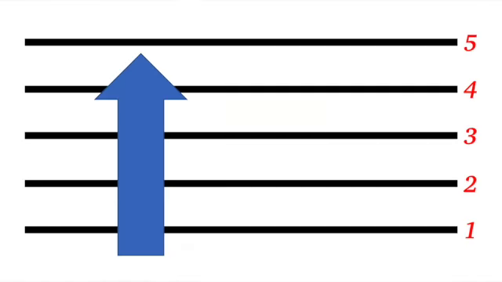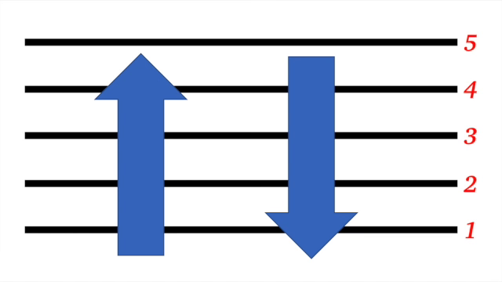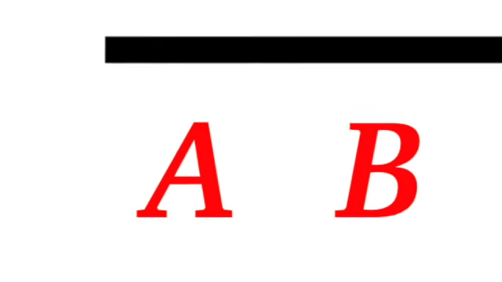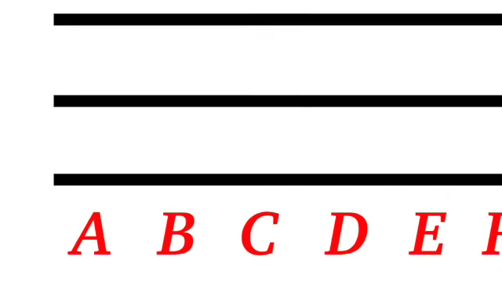This is a staff. 5 lines that musicians use to show the relative highness or lowness of a pitch. There are a lot more than 5 pitches, but let's start with the musical alphabet that we learned last time. A, B, C, D, E, F, and G. We can place this musical alphabet on a staff, progressively going up and alternating between lines and spaces.